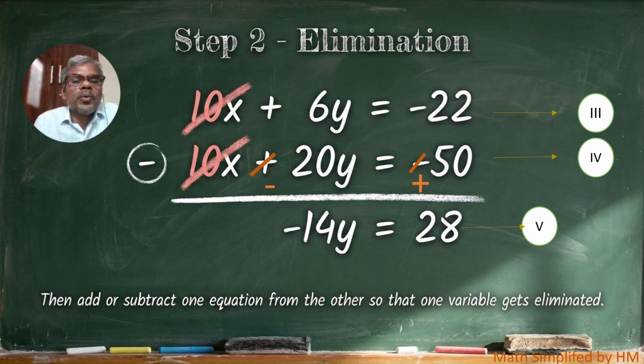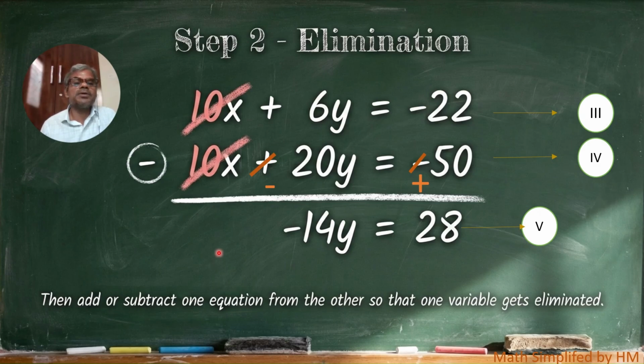Now write equations 3 and 4 one below the other. 10x plus 6y is equal to minus 22, 10x plus 20y is equal to minus 50. We see that 10x are the same terms in both the equations having the same sign. So to eliminate x, we subtract equation 4 from equation 3.